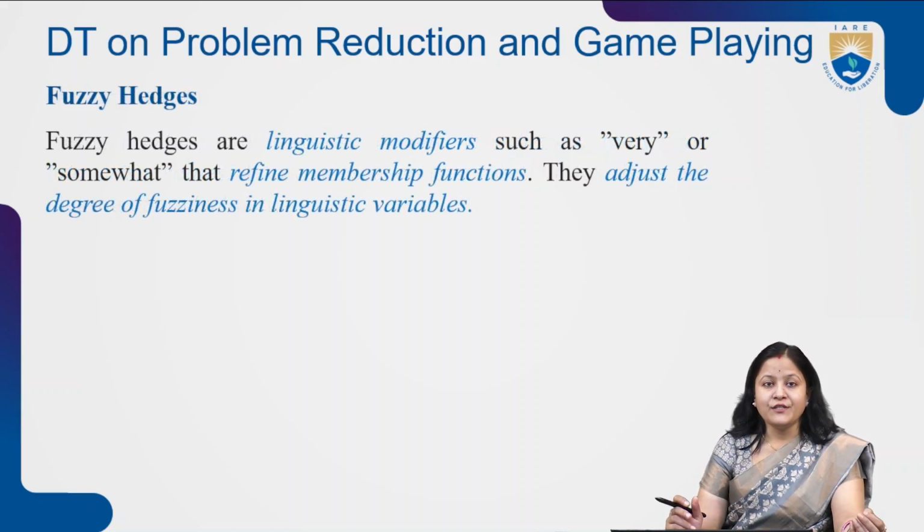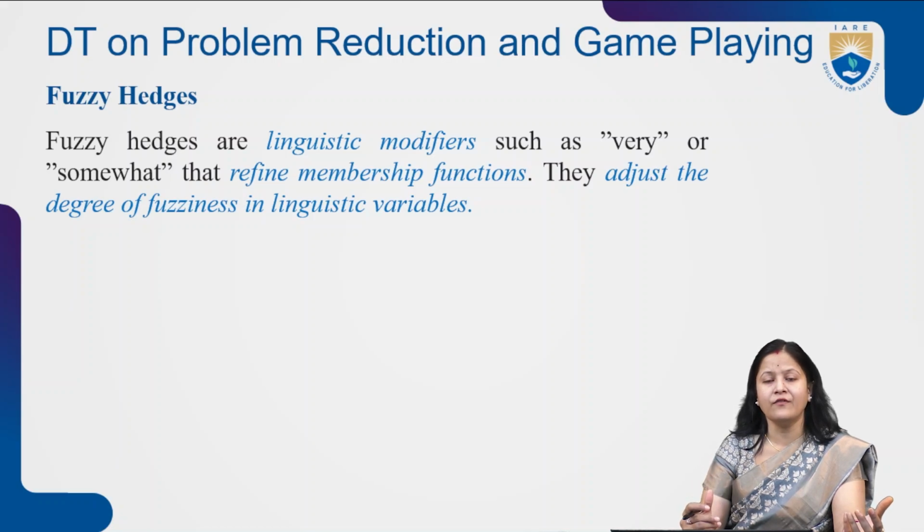Next, fuzzy hedges. Fuzzy hedges are the linguistic modifiers such as very or somewhat that refine the membership function. They adjust the degree of fuzziness in linguistic variable. So fuzzy hedges are nothing but the linguistic modifiers or the linguistic variables. That means the words which human beings use in our day-to-day life for uncertain situations. For those words, some value will be assigned using the membership function.